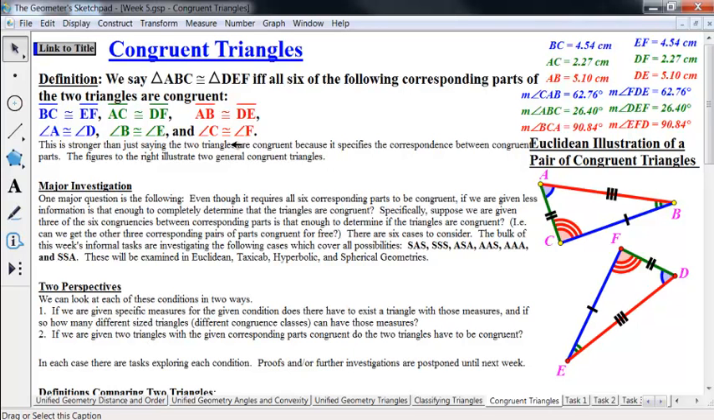Is that enough? Well, if you look at it a little bit, there are actually six ways we can do this. We can have two sides and the included angle, that's side, angle, side. The three sides, side, side, side. Two angles and the included side, angle, side, angle. Two angles and a side where that side is opposite one of the angles, so angle, angle, side. The three angles. Or two sides and an angle where that angle is opposite one of the sides.